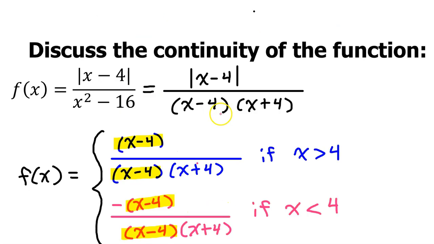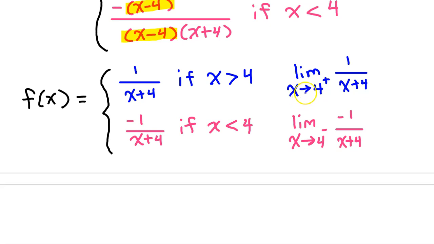By the way, because of the factor of x minus 4 in the denominator, we know that f of x is undefined at x equals 4. That's why you don't see an or equal to sign on either one of these pieces. We just need to figure out whether this discontinuity is a removable or non-removable discontinuity. Is this going to be a hole or is it a jump? To figure that out, we need to see if the limit as x approaches 4 from the right is equal to the limit as x approaches 4 from the left.